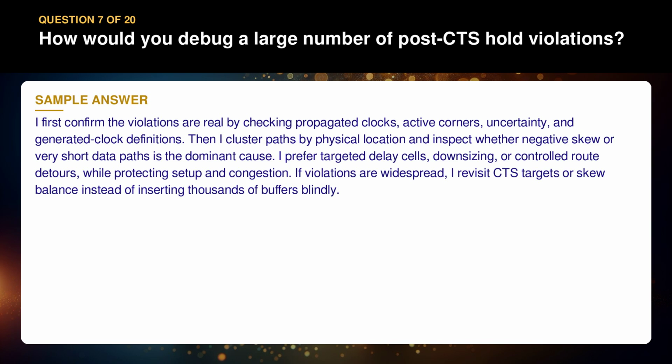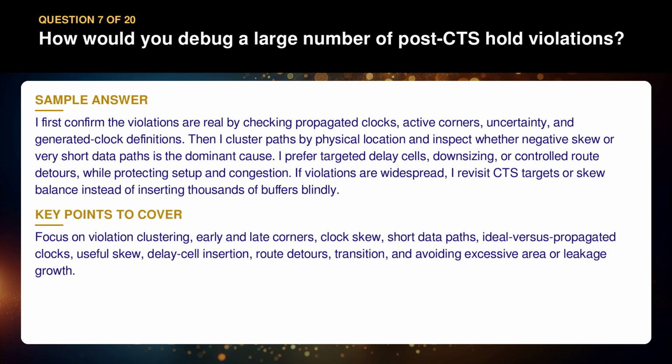If violations are widespread, I revisit CTS targets or skew balance instead of inserting thousands of buffers blindly. Focus on violation clustering, early and late corners, clock skew, short data paths, ideal versus propagated clocks, useful skew, delay cell insertion, route detours, transition, and avoiding excessive area or leakage growth.